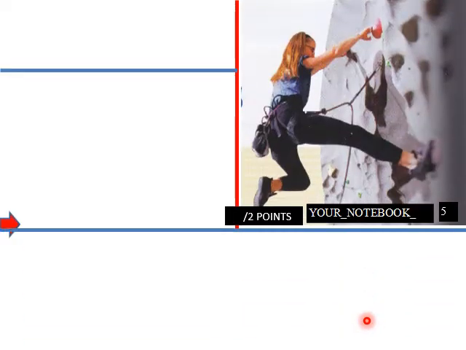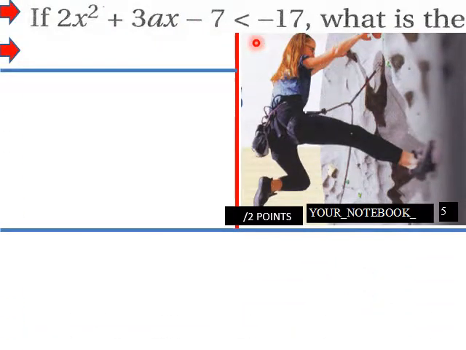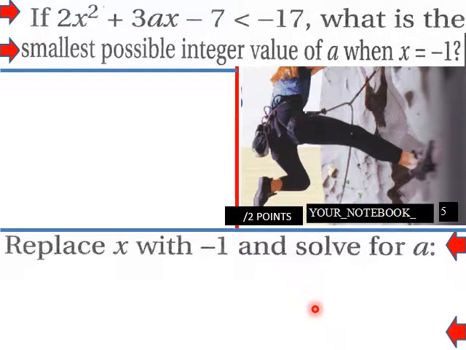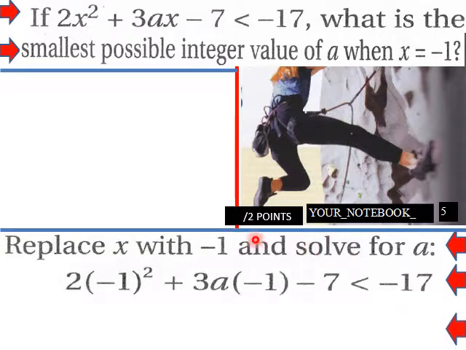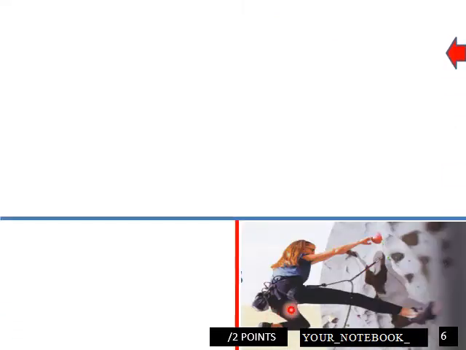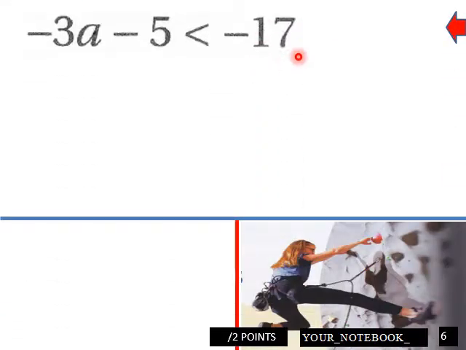Okay, page 5 here. We have the statement here. What is the smallest possible integer value of a when x equals negative 1? So replace x with negative 1, solve for a. This is what we do here. We insert that into the statement, then we further simplify here. Further simplification: negative 3a is less than negative 12.